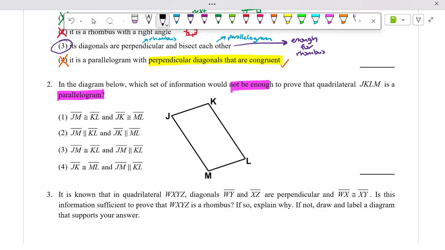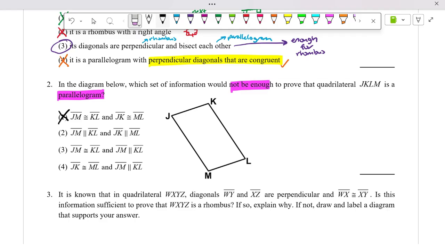So the first thing that they said is JM is congruent to KL. So these two sides are congruent. And JK is congruent to ML. So these two sides are congruent. Based off of what we know of a parallelogram, is that enough information to say it's a parallelogram? Yes, no, maybe, whatever. What do you guys think? Yeah, that's enough to show a parallelogram. So that's in. If you have two sets of opposite sides that are congruent, that's enough for a parallelogram.